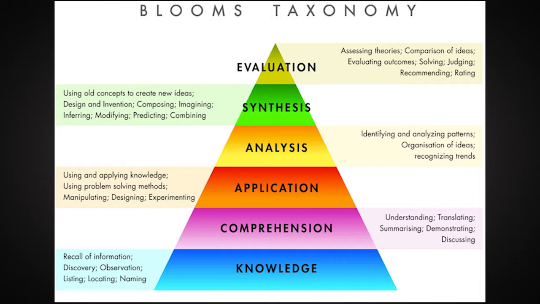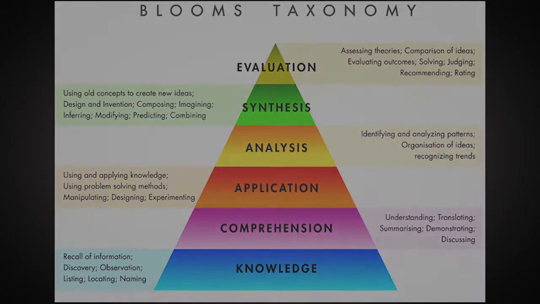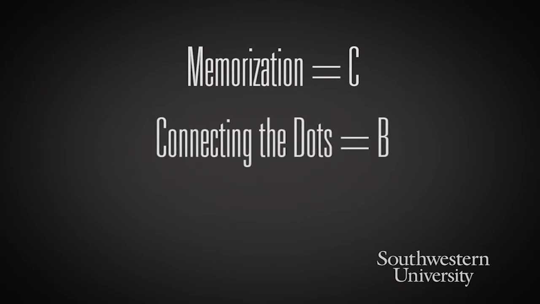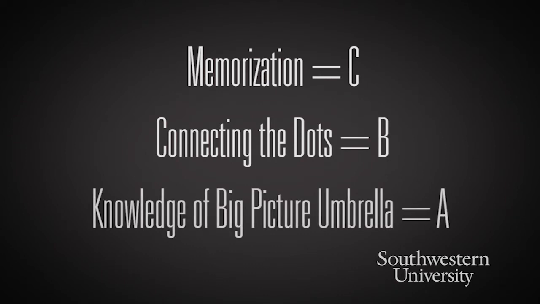If you take a look at Bloom's taxonomy, make a note that knowledge is the most foundational level because you must have a working vocabulary to comprehend the importance of the information and conduct the higher levels of thinking. Often, memorization reflects the levels of knowledge and comprehension in Bloom's tax. In college biology, memorization will get you a C. Better understanding through connecting the dots brings you up to the B level, and putting your knowledge in a big picture umbrella represents A-level work.